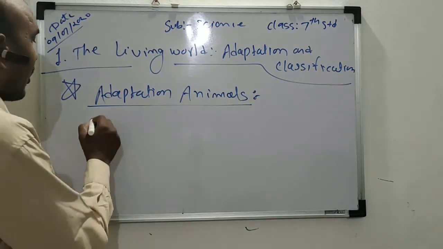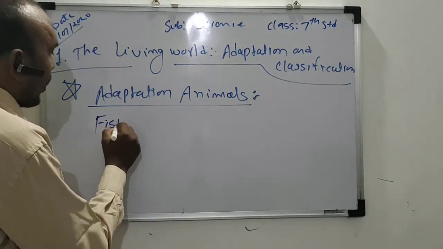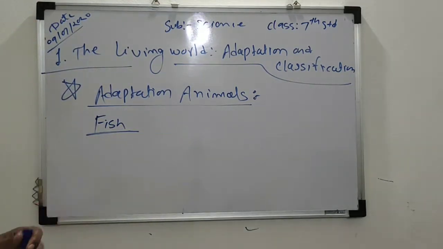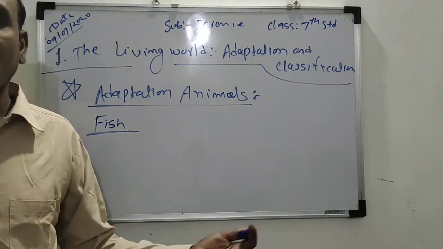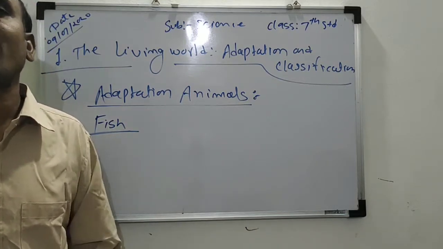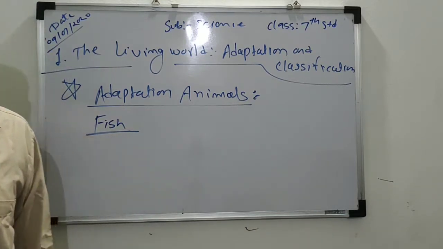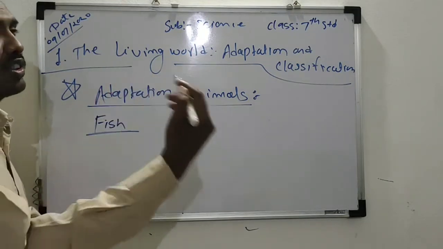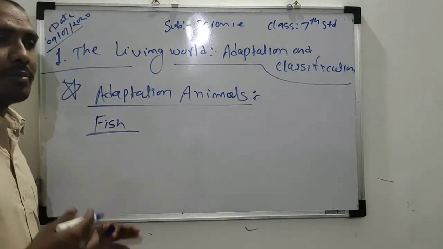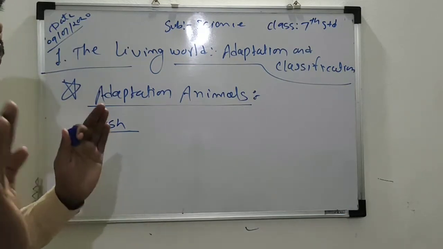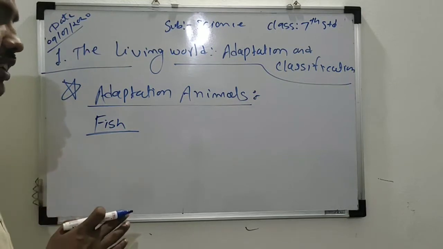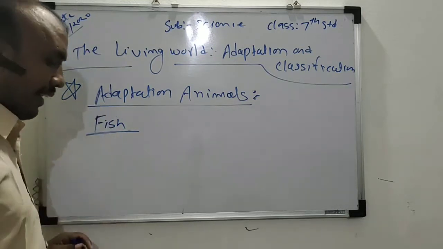For example, consider the fish. What do you know about the fish? Where is the fish present? Is it available outside the water? Yes, but only for a little time it lives. After that it will die. So it does not survive outside the water, those animals survive only in water. That's called aquatic animals.